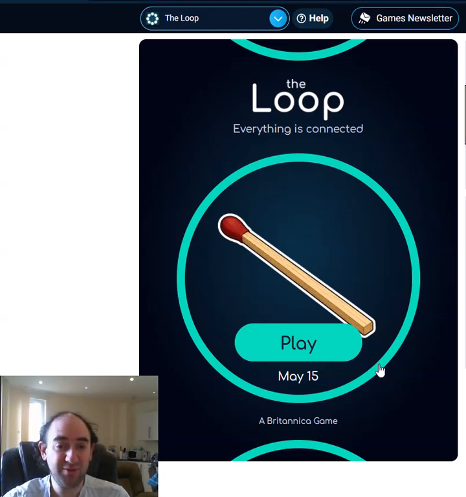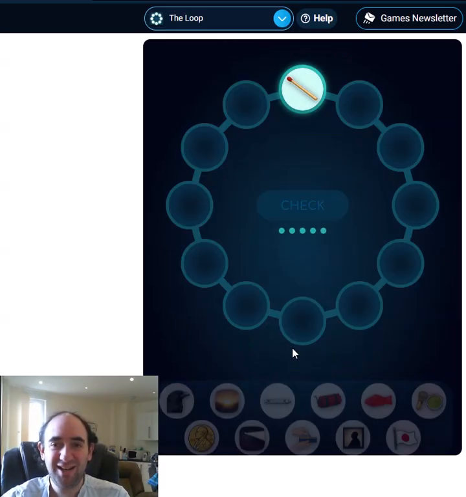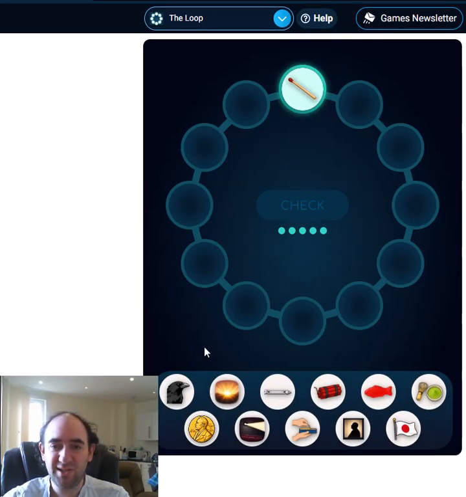This is a game where you get a series of pictures and you have to put them into a loop, such that each one is connected to the ones on either side. The connections can be anything from they have a similar name, they have a similar use, a similar colour or shape, or loads of other things basically. Let's play and see how we get on.